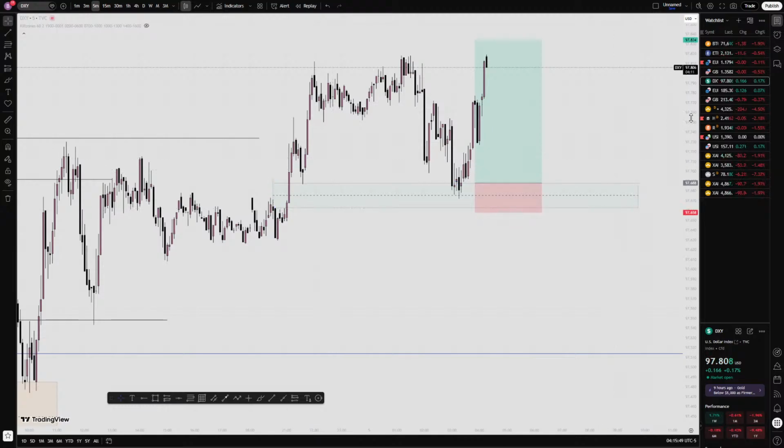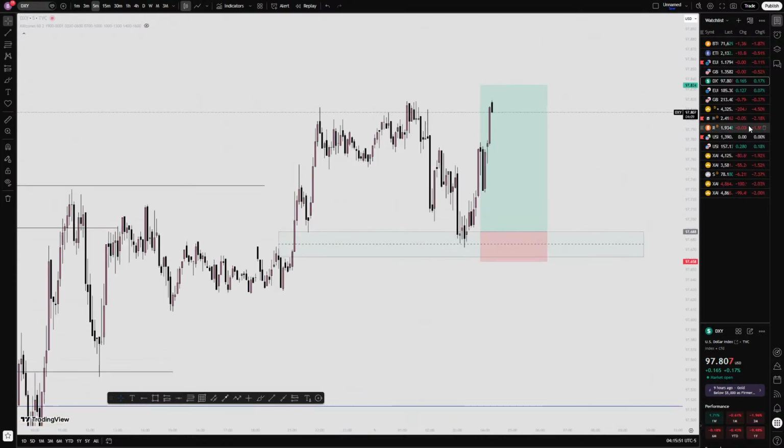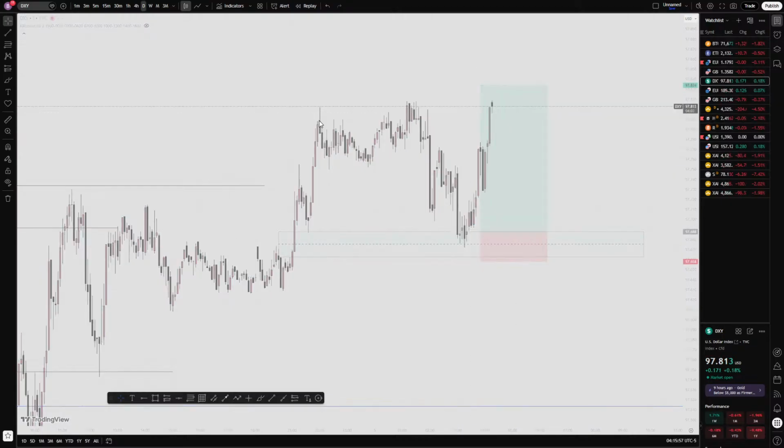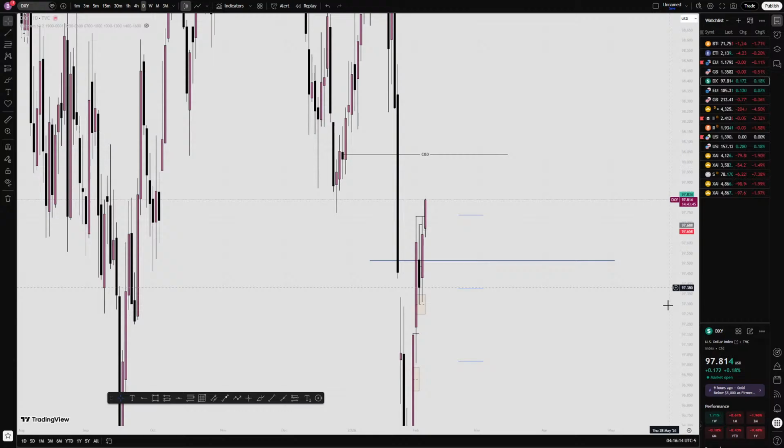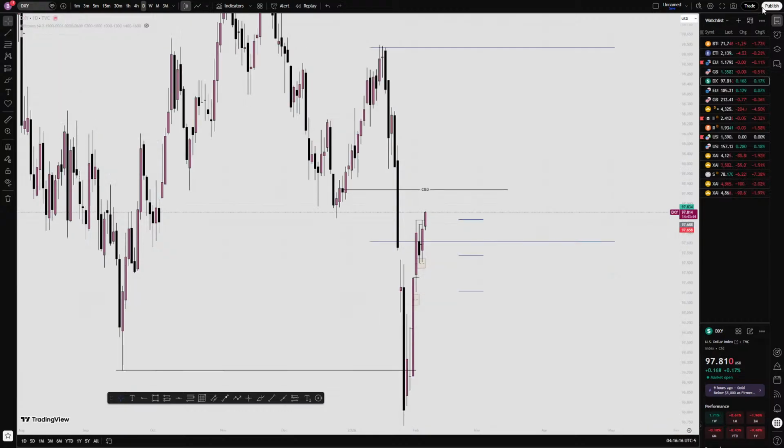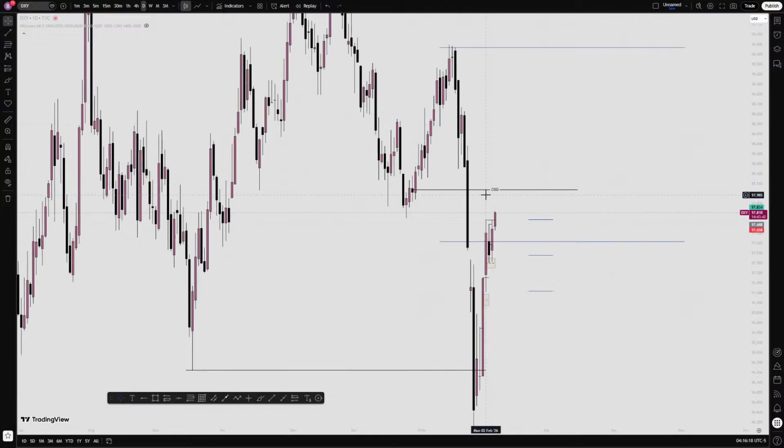So here we have this. I had this morning, the daily time frame. The weekly direction was determined. I determined the weekly direction last week, early this week, and I said that we will be going bullish in the weekly direction.